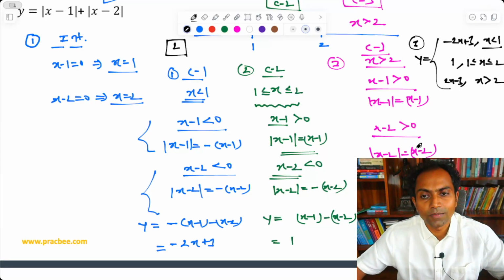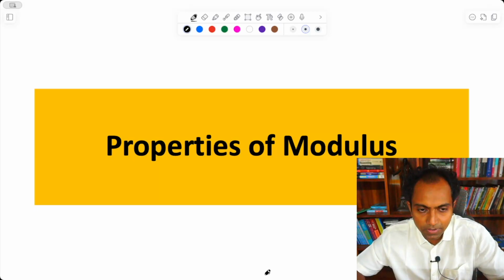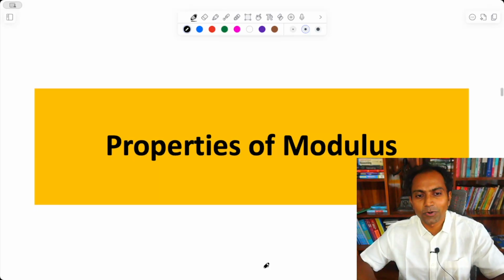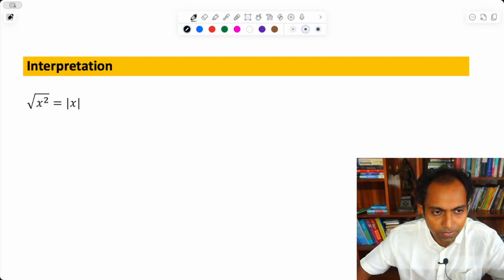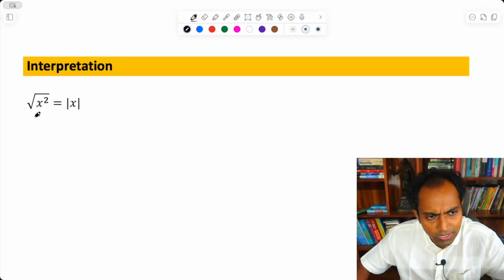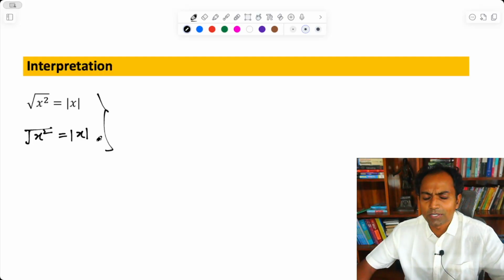This is the most fundamental and important part in this chapter. Now, once you have understood the basics of the chapter, the definition, let us go towards the properties. The first property that we are going to see is the interpretation based property. Whenever you see x square and there is a root sign over it, it won't be interpreted as x but modulus of x. This is very important. Multiple places we are going to see that.